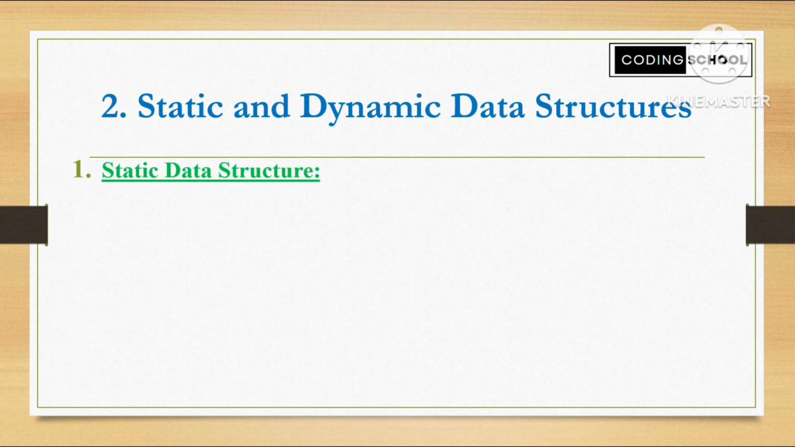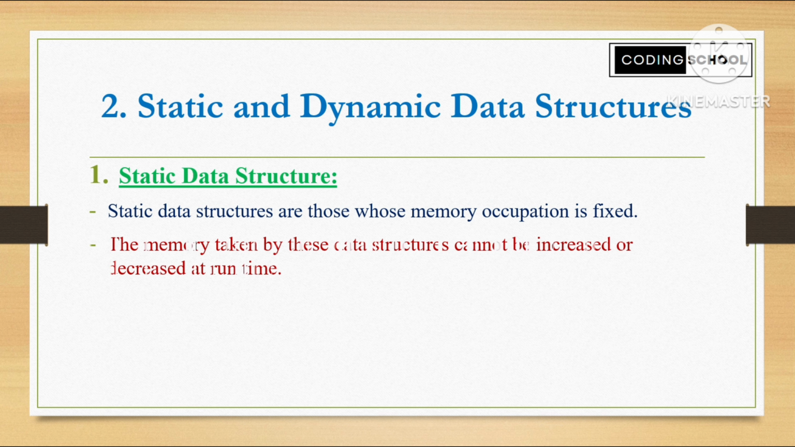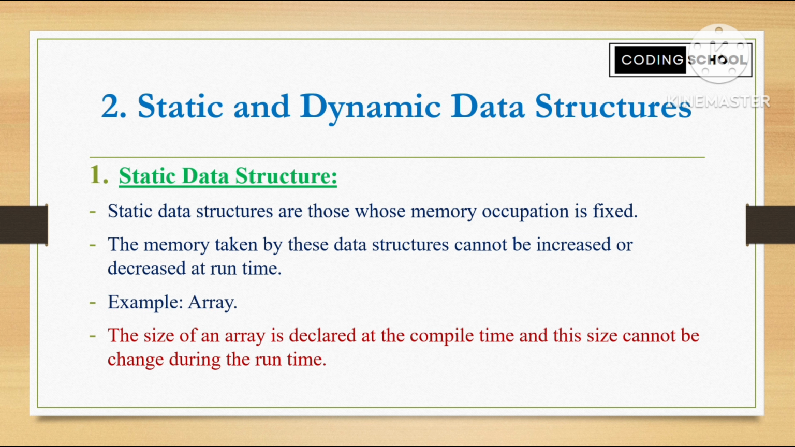Second category of data structure is static and dynamic data structures. Static data structures are those whose memory occupation is fixed. The memory taken by these data structures cannot increase or decrease at runtime. Example is array. The size of an array is declared at the compile time and this size cannot be changed during the runtime.